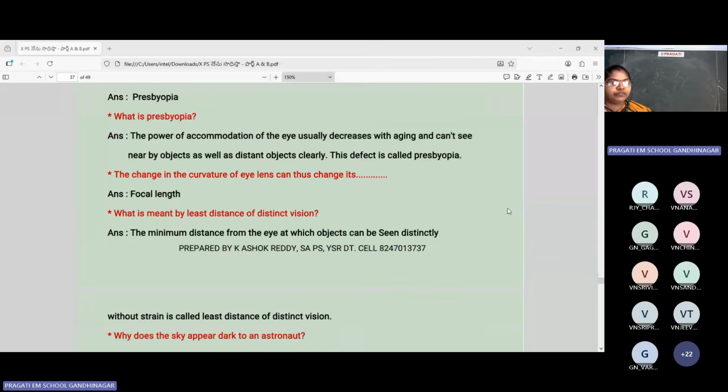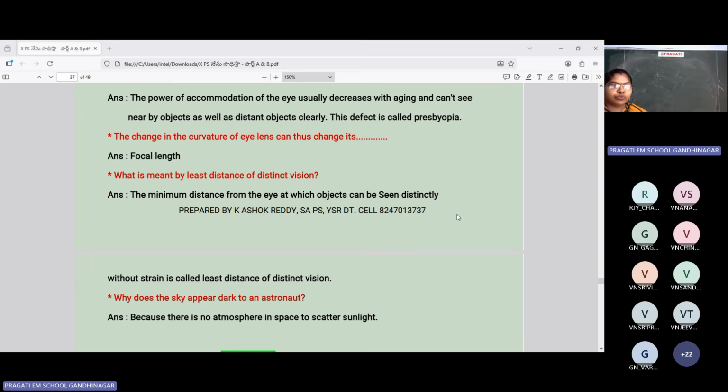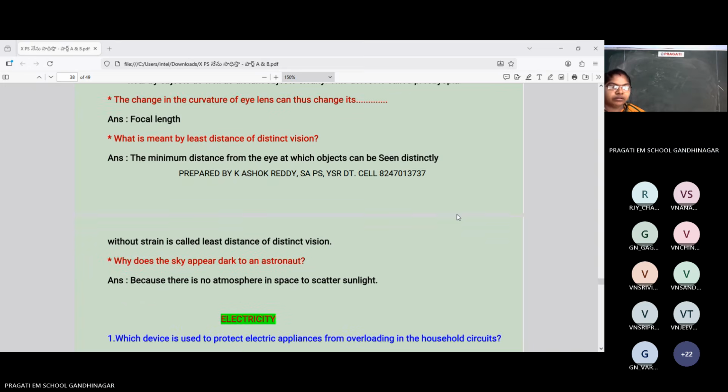It is an eye defect which occurs due to aging. The power of accommodation of the eye usually decreases with aging, and one can't see nearby objects as well as distant objects clearly. This defect is called presbyopia. The change in the curvature of the eye lens can thus change its focal length. These are also asked many times.